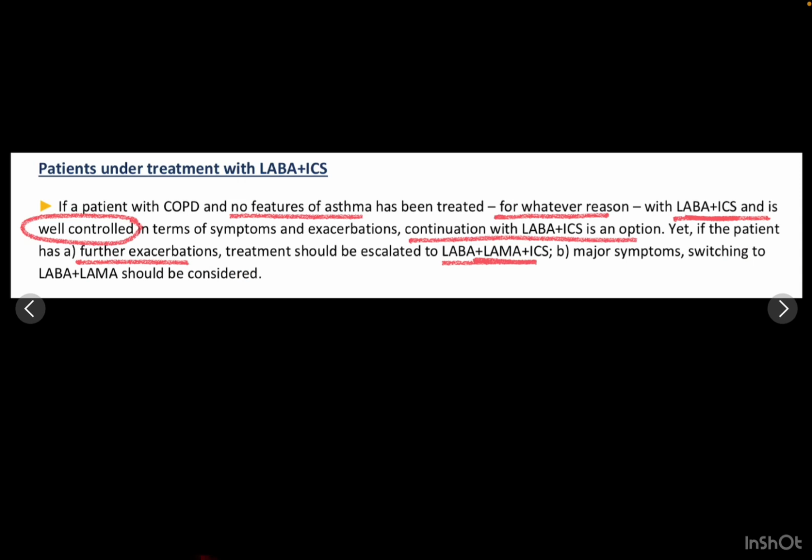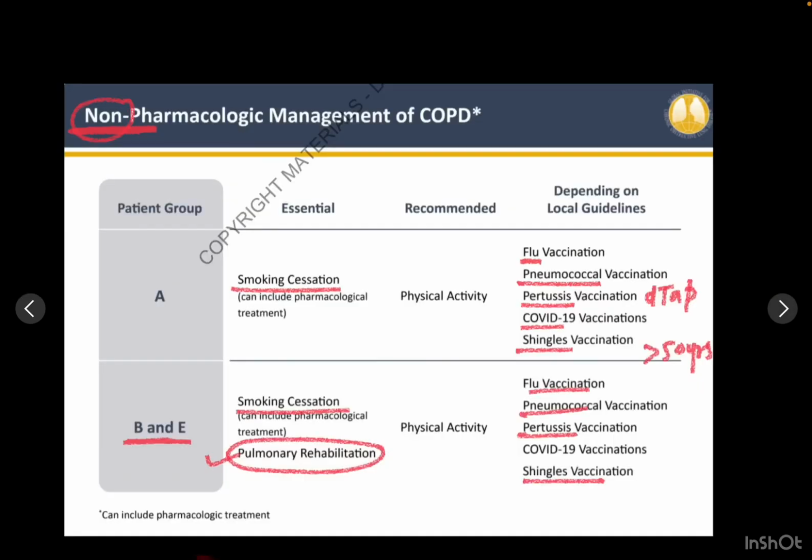Yet if the patient has further exacerbation, then they are saying we should shift the patient to LABA plus LAMA plus ICS. And if a major symptom is there, then switching to LABA plus LAMA should be considered. So if exacerbations are there, we should add ICS, or if dyspnea is there, then we should remove the ICS and continue the patient on LABA plus LAMA.